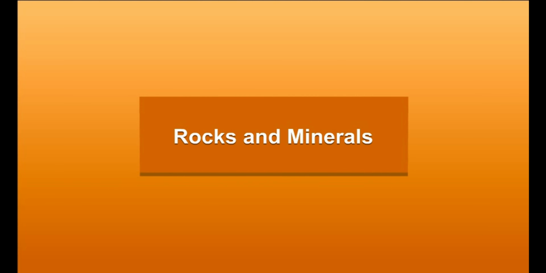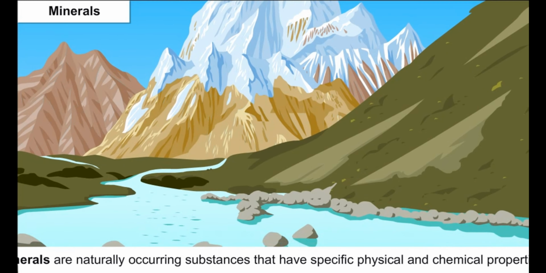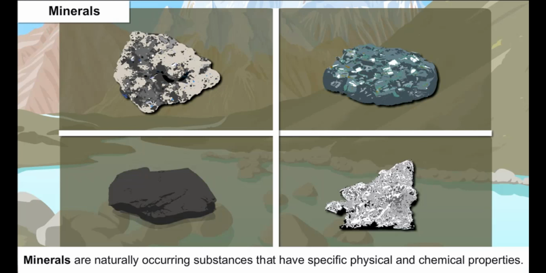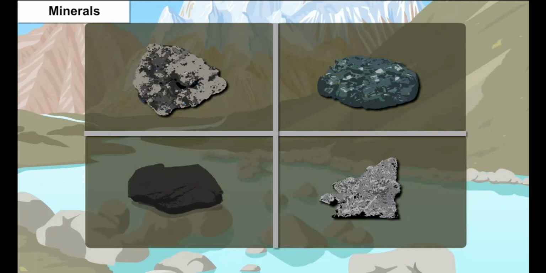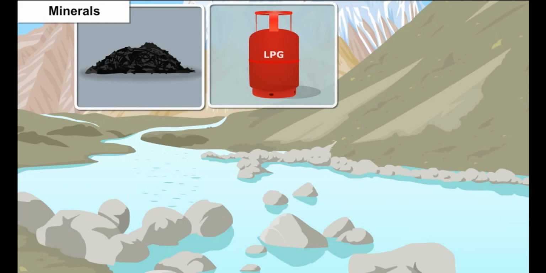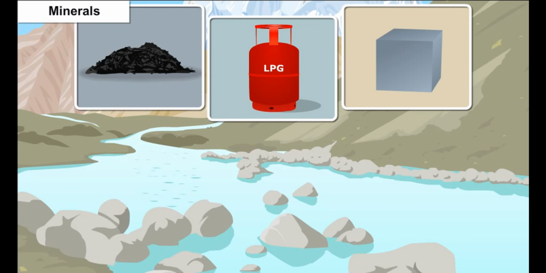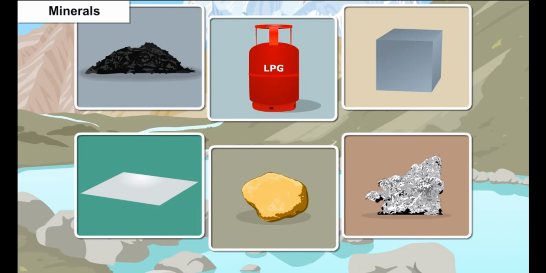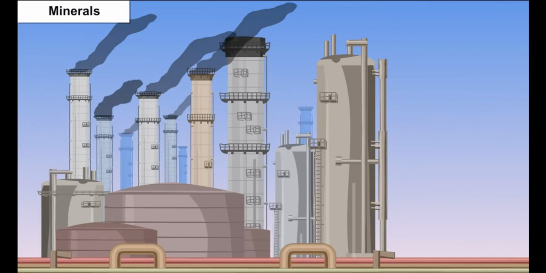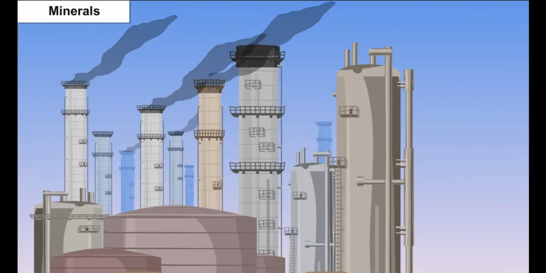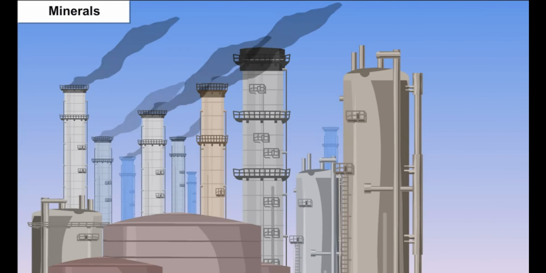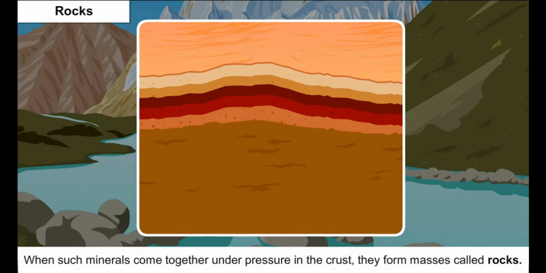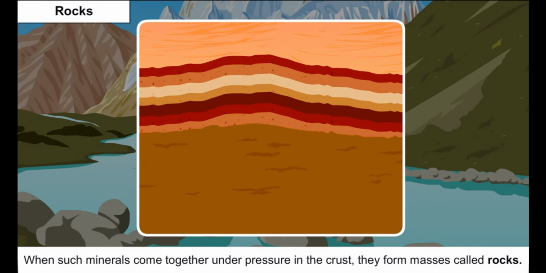Rocks and minerals. Minerals are naturally occurring substances that have specific physical and chemical properties. They exist as coal, gas, and metals such as aluminium, tin, gold, and silver. These are used in industries as fertilizers, medicines, fuels, etc. When such minerals come together under pressure in the crust, they form masses called rocks.